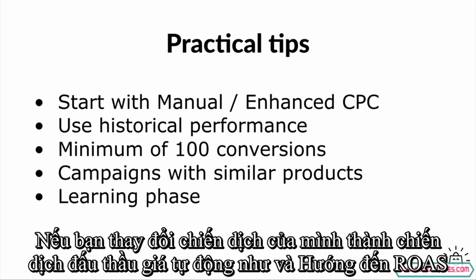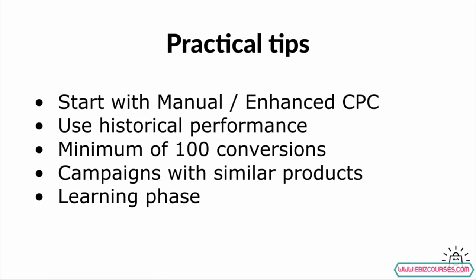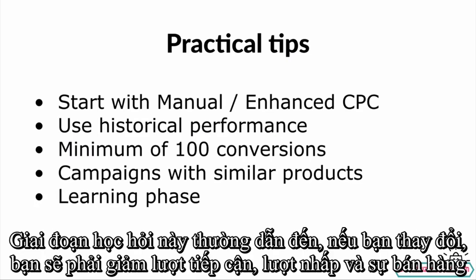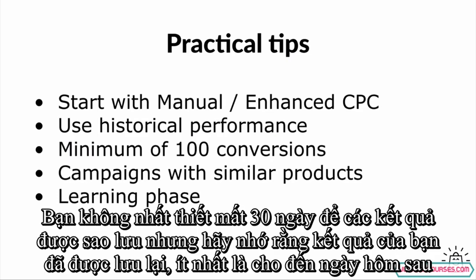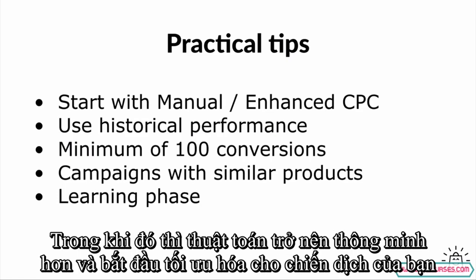If you switch campaigns to an automated bidding strategy like Target ROAS, it's going to go through a learning phase. And this learning phase can result in, if you make the switch, an immediate drop in impressions and clicks and sales. So that's pretty nerve-wracking for a lot of people, but this learning phase can take up to 30 days. You won't have to wait 30 days for your results to pick back up, but know that your results will go down at least in the days after, while the algorithm actually gets smarter and starts optimizing your campaigns.